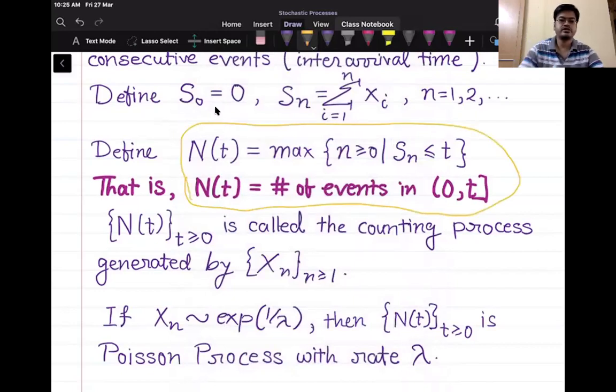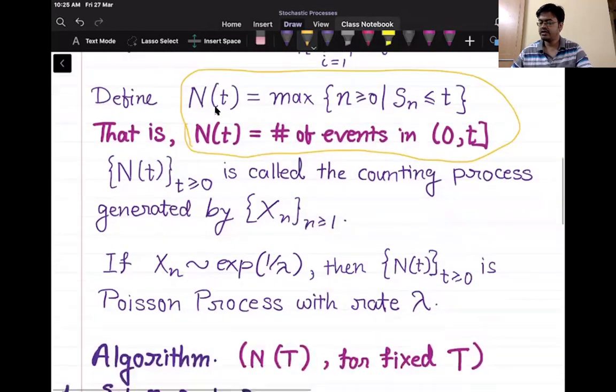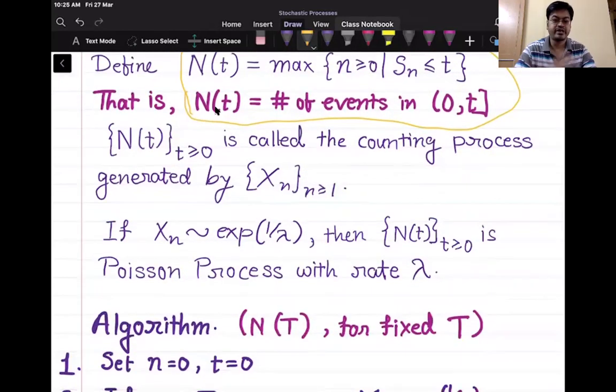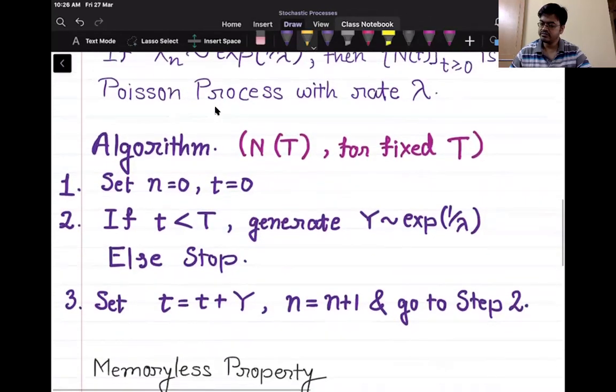So this definition of N(t) is valid, and if the Xi's are exponential with mean 1 by lambda, then I will get a Poisson process with rate parameter lambda. So in particular, this process can be simulated. As we already know how to simulate a random variable that is exponential with mean 1 by lambda, we can easily simulate this process using the definition 2 of this particular process. Let us now see the algorithm.